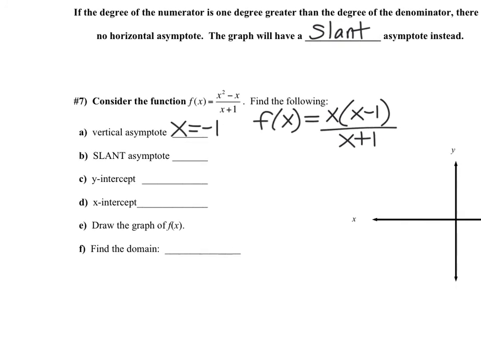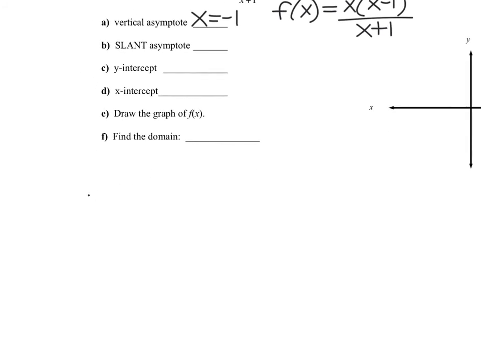Okay, how do you find a slant asymptote? This is how you find a slant asymptote. You have to actually divide this. You have to divide x squared minus x by x plus 1. You can do that one of 2 ways. You could do long division if you wanted to. Take x plus 1 and divide it into x squared plus x. Or you could do synthetic division if you'd like to do it that way.